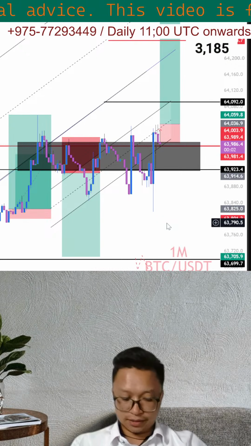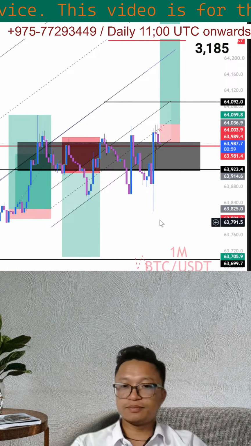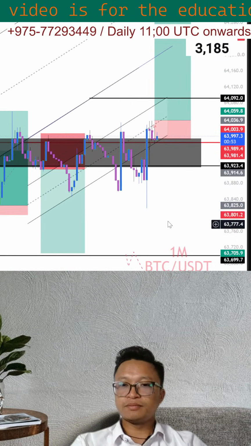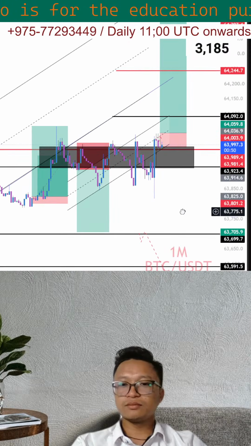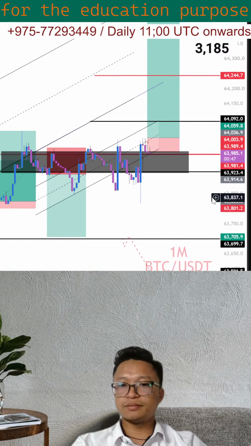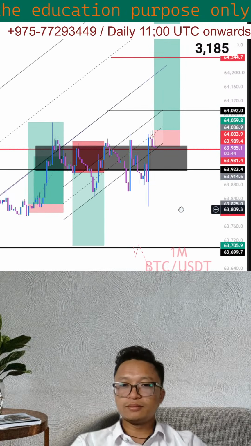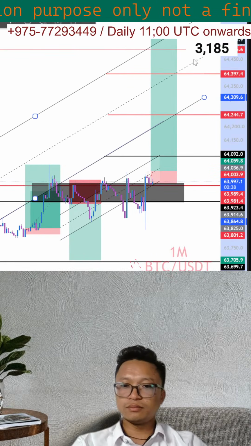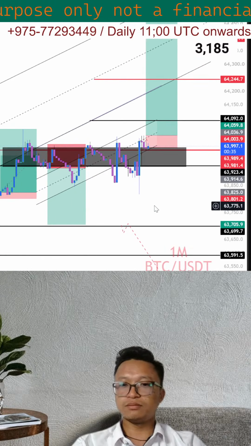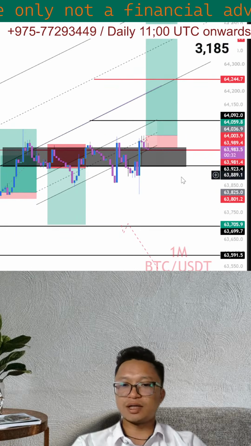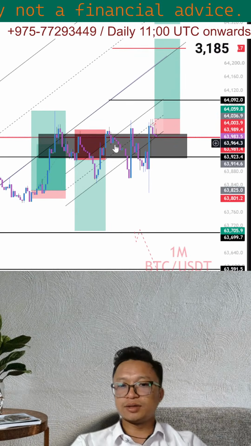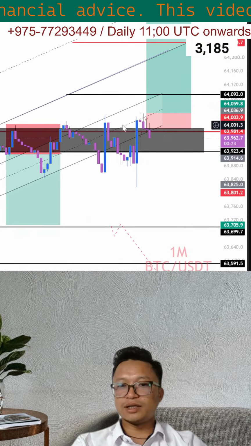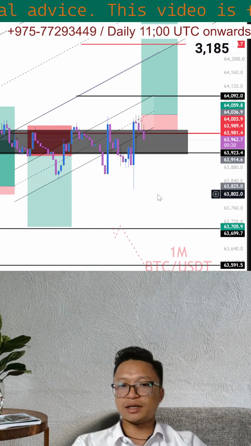Wait, okay, patience. Wait for a few minutes. If it keeps breaking out on the upper side, we'll try to take a boom on the upper side. 1, 2, 3. Not able to break out yet. If it breaks out, then it is going to burst. It couldn't break out even a single time. It has been getting rejections again and again, guys.